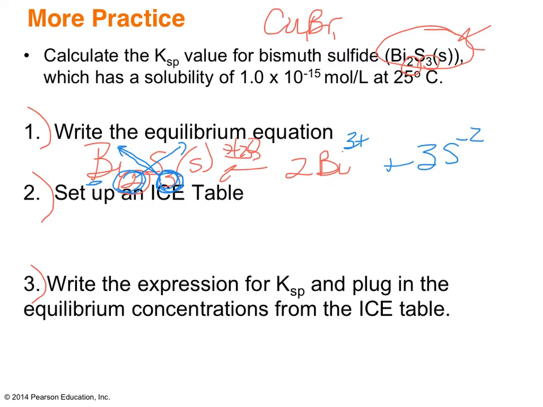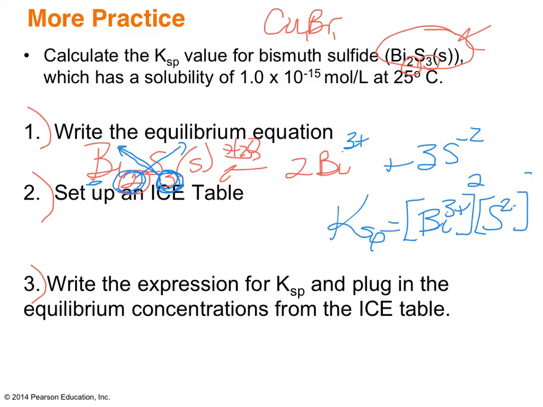So that's the equilibrium expression, and the Ksp would then be the concentration of bismuth squared times the concentration of sulfide cubed. Okay, remember that the coefficients become exponents.